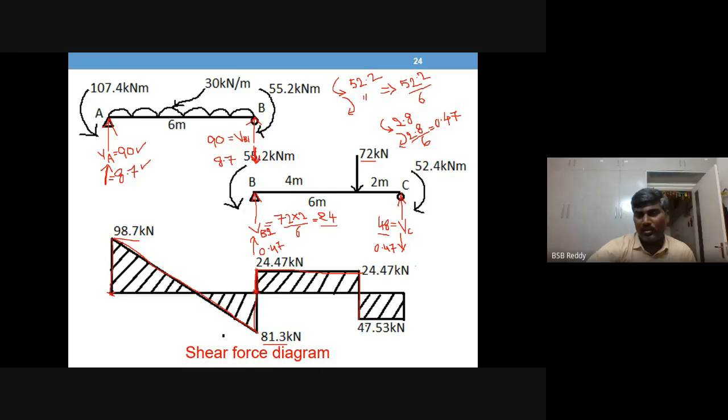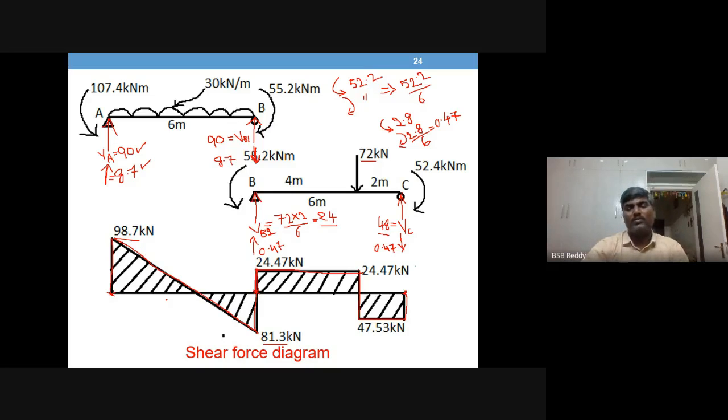And again there is no load here. And there will be a reaction of 48 minus 0.47, which is 47.53 upward, and reach 0. That's it. So this is the SFD for the BC portion. Because there is a point load, there is a sudden jump, and at all other locations it is a horizontal line. Okay. So this is how we draw SFD.